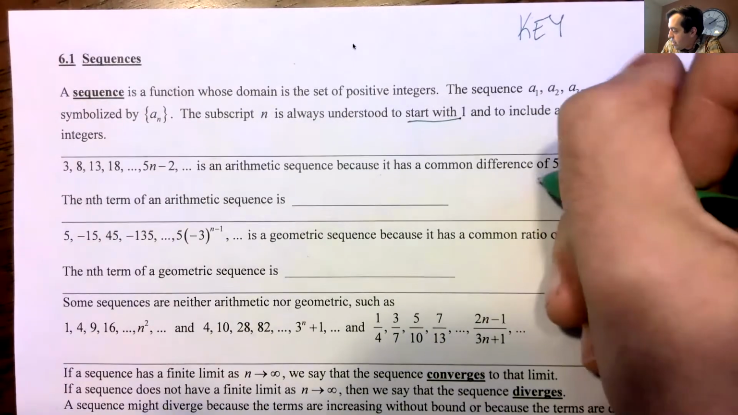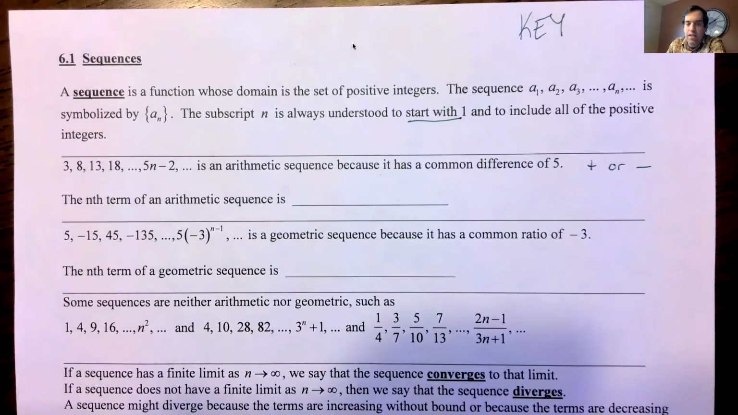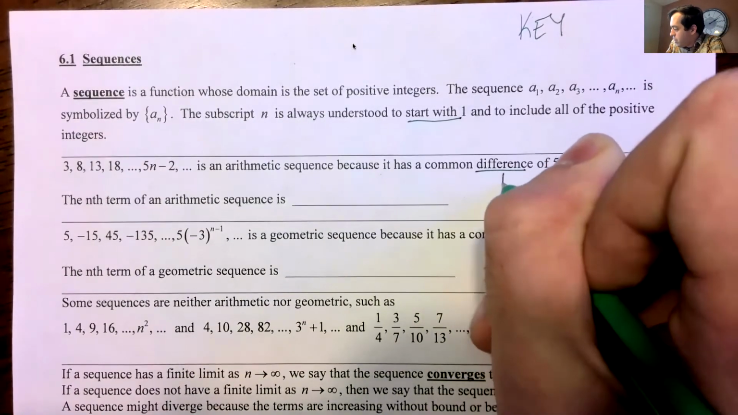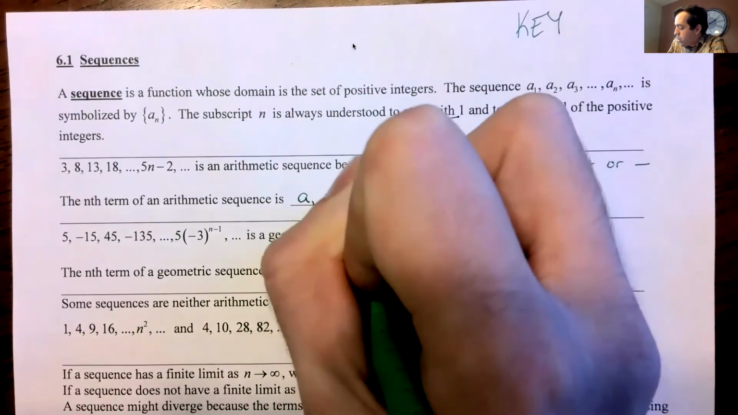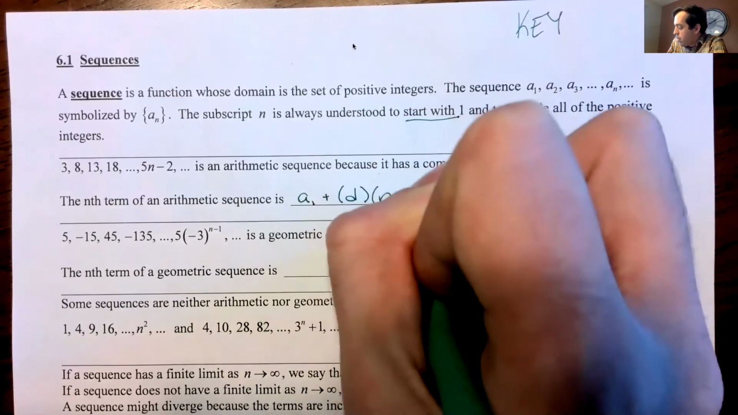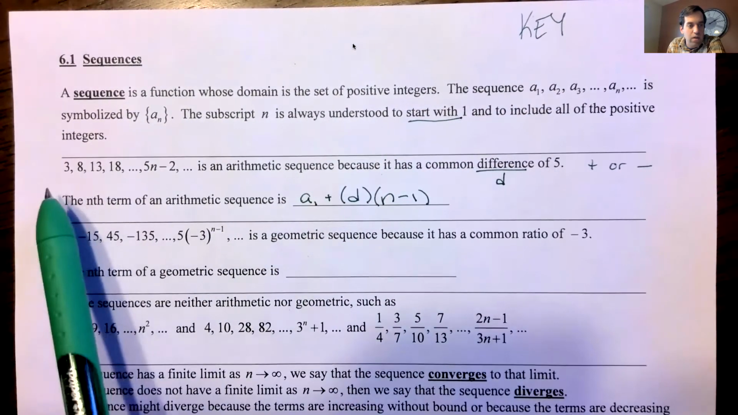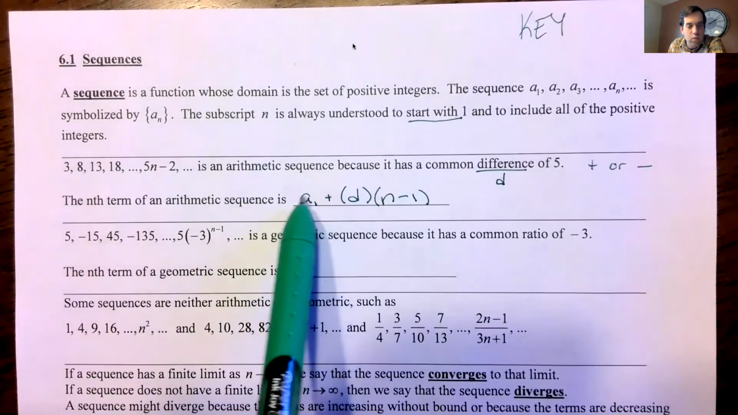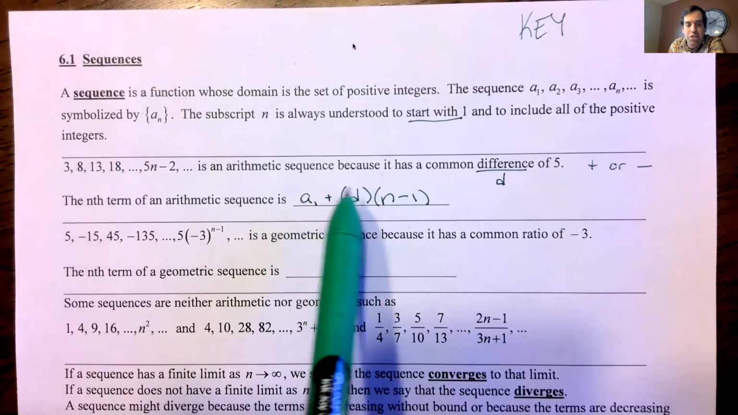And I'm going to actually write that down. Add or subtract. And the nth term of an arithmetic sequence, if we consider the difference to be d, it would be whatever a sub 1 is plus d, the difference, times n minus 1. Okay, so in this case, we would have to know what the first term is, and then we have to know what to add or subtract each time, and that would be going here.